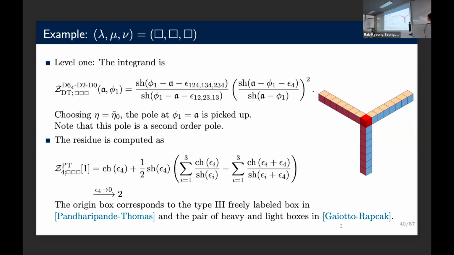But a new property is that if you study the unrefined limit, it becomes 2, which is a little different from the usual case. The usual case becomes only 1, which corresponds to the usual counting rule of how you add boxes. So this means that at level 1, when you add one box here, it looks like you only have one possibility, but actually you have two. Everything can be understood from this JK RSD formalism. And actually this corresponds to the type 3 freely labeled box in the original paper, and also to a recent paper discussing a pair of heavy and light boxes in Gaiotto-Rapčák's paper. But I think I don't have time to discuss this.